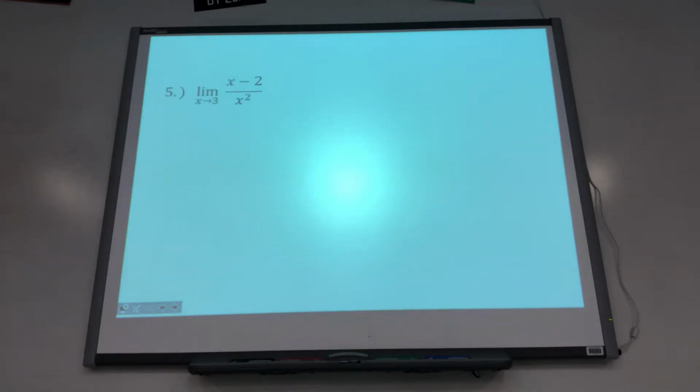Number 5, I think we're about halfway there. Number 5, we want the limit as x approaches 3 of x minus 2 over x squared. What should I do first?